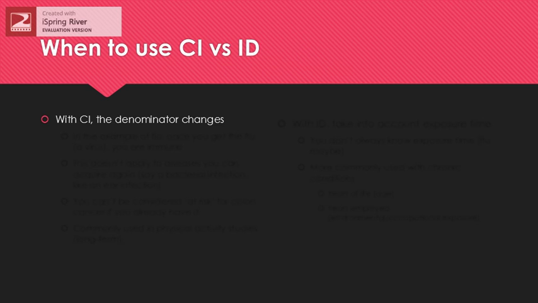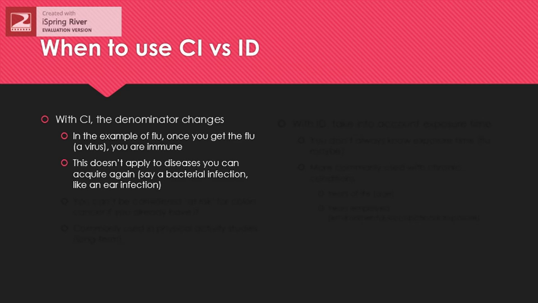Okay, so now, how do we know when to use cumulative incidence versus incidence density? Remember that with cumulative incidence, the denominator is changing. So if you have the flu, once you get the flu within that season, you are immune. People do not get the flu twice in one season, the same strain of flu. And the example of hand, foot, and mouth in the preschool that we had from last week, it's the same thing. Any viral disease you don't acquire again. So once you've got it, you're not going to get it again. So that's why those individuals are removed from the denominator.